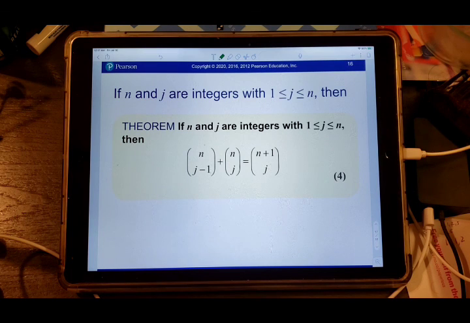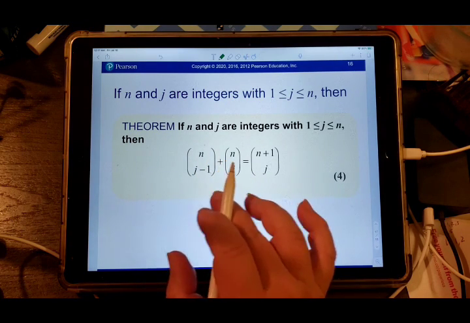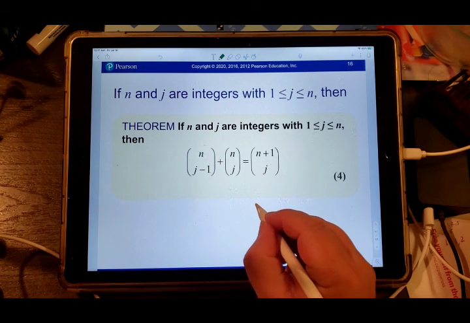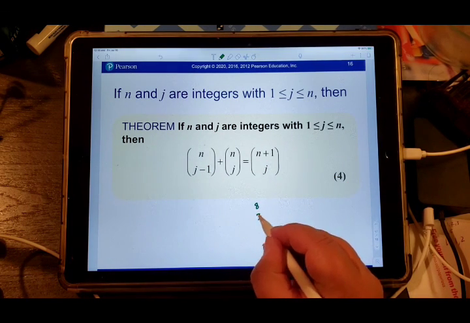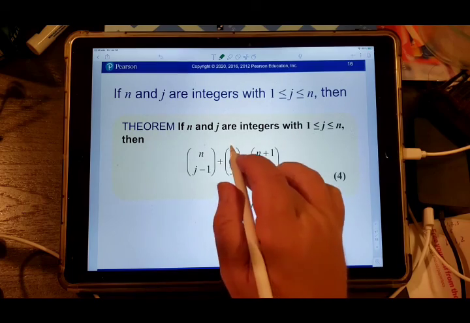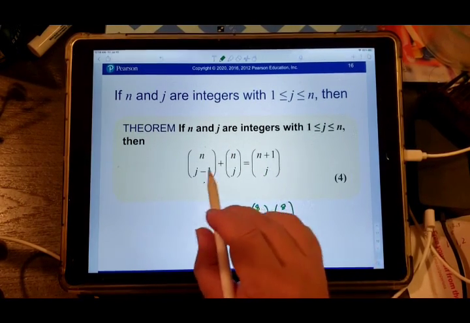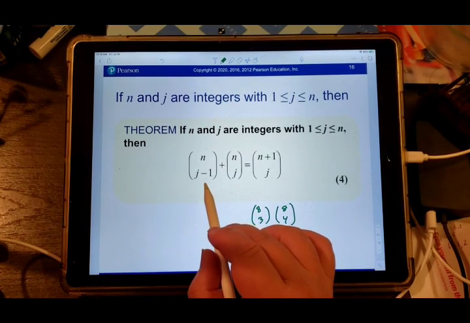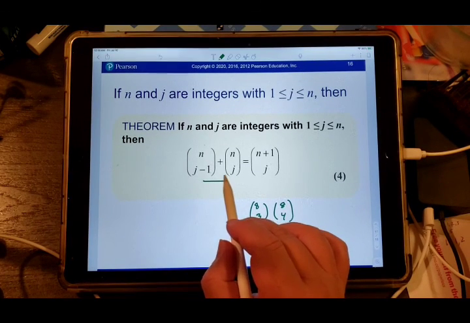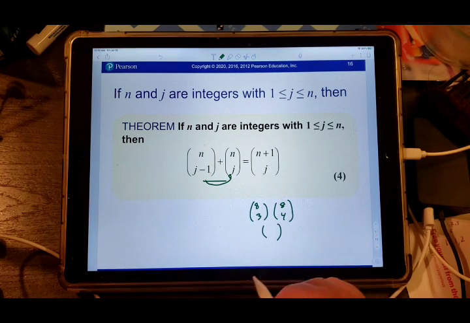this is how Pascal's triangle is built. I don't think you need to know this, but what I'm saying is let's put some numbers in here. If this were, say, 8C3, and this were 8C4, and that's exactly how it would look in Pascal's triangle. This would be a term. This would be the term that followed it, and this would be the term underneath.